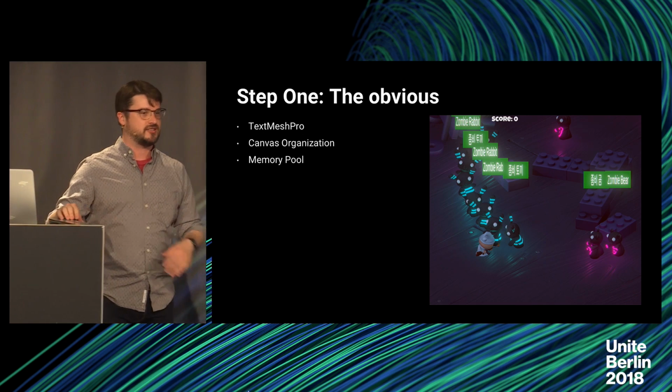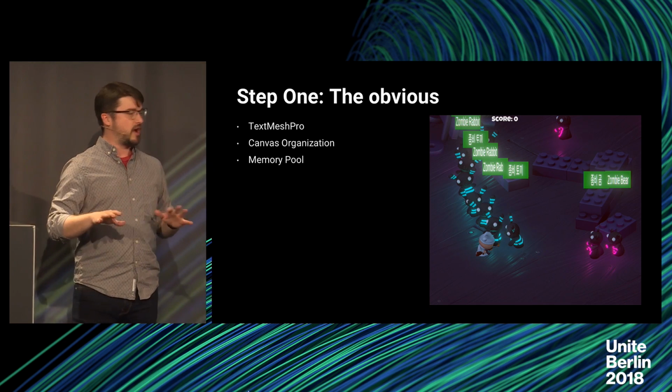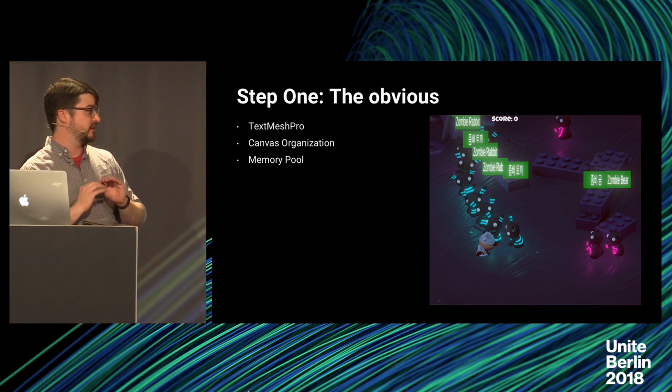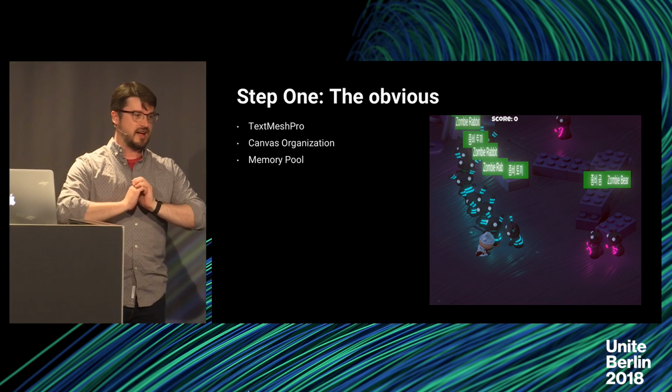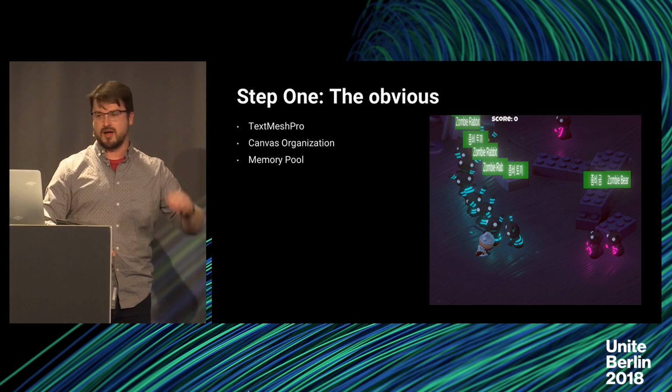So I go in, I change from the old text system to TextMesh Pro. I don't know how many of you have already switched over to TextMesh Pro. It's now our default font rendering. It's great. It looks better, uses less memory. I know it's more performant. I've read all the marketing materials. I figure that'll probably help.